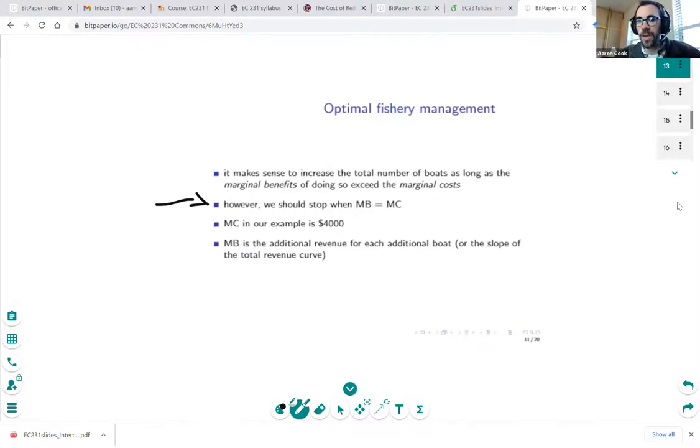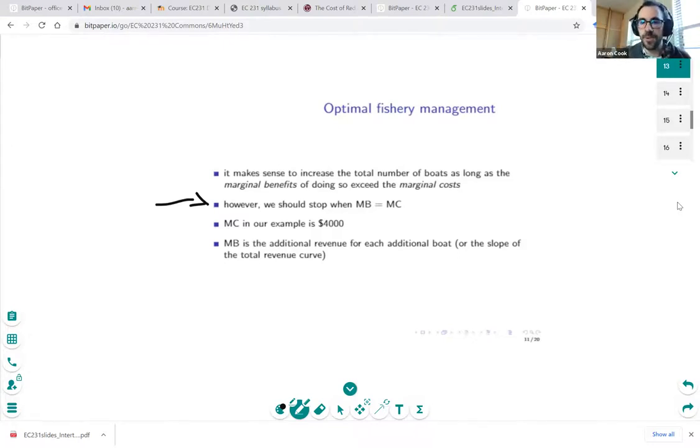You can increase the total output and value of the fishery by continuing to add boats until marginal benefit equals marginal cost. As soon as marginal benefit falls below marginal cost, it no longer makes sense to throw resources at the fishery or the open access resource. You're spending more resources than you're actually getting back overall, as a whole. That's true for the fishery as a whole, even though it might not be true for individual boats.